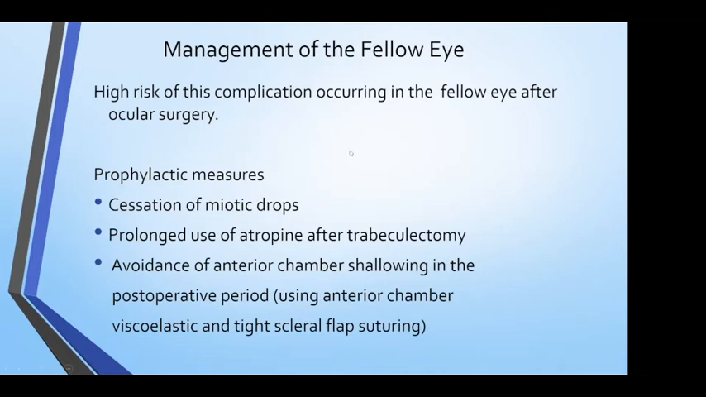Also keep in mind the management of the fellow eye. If someone undergoes malignant glaucoma, watch for the other eye. So what can you do? You can stop the miotic drops before undergoing surgery. You can prolong use of atropine after trabeculectomy, or avoid anterior chamber shallowing in the postoperative period by checking them more frequently. And you can use viscoelastic or tight scleral flap suturing in the surgery to prevent shallowing of the anterior chamber.